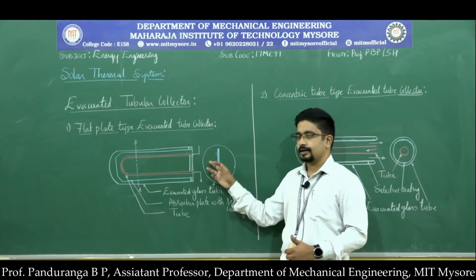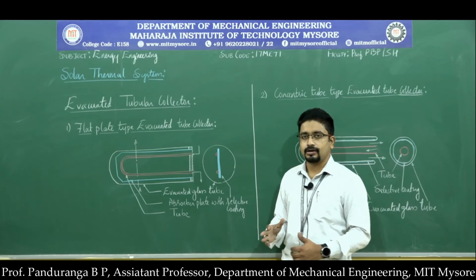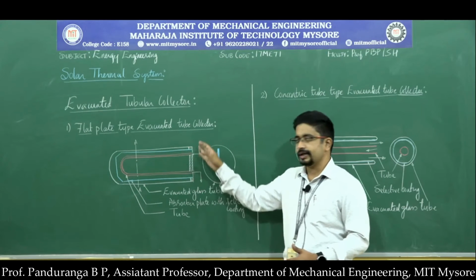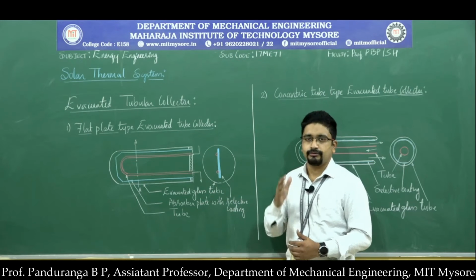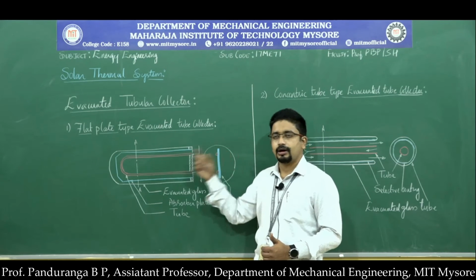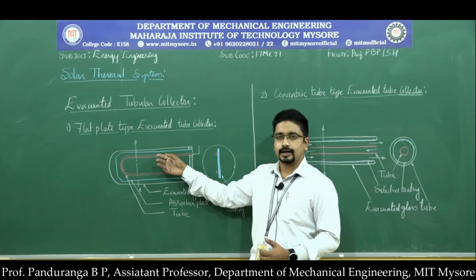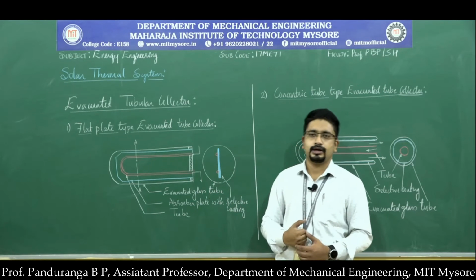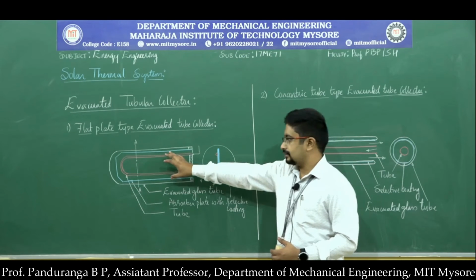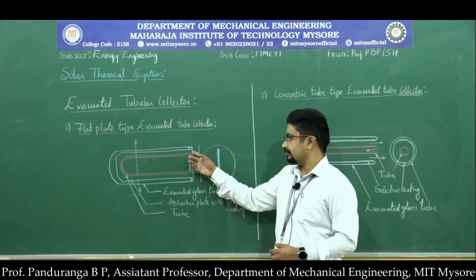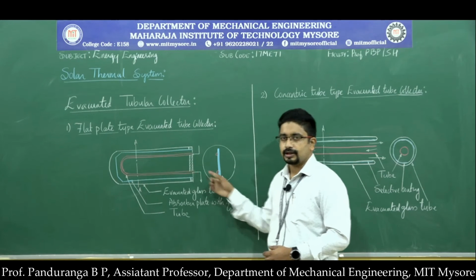You have a large glass tube which is sealed. The other end, which is open to the atmosphere, will be sealed, and the air will be taken out after installing the flat plate collector type tube and absorber arrangement inside the tube. We will remove air from the larger glass tube. Then the water flows here, takes a U-turn and comes out.